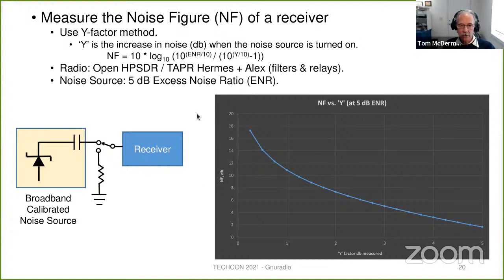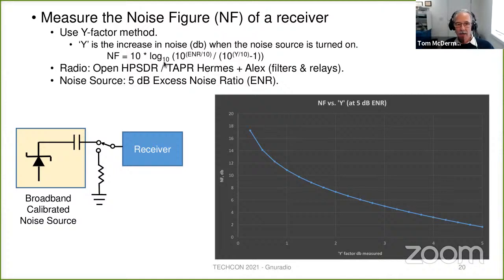So we have a receiver here in blue, and we have a calibrated broadband noise source. My noise source is a Zener diode and a battery and an RF choke and a capacitor. And it puts out 5 dB excess noise. That's 5 dB above the thermal noise. And what we do is we switch the receiver between a resistor, and typically that'll be 50 ohms. And that resistor puts out thermal noise at 273 degrees Celsius. And a broadband noise source. So when we flip the switch, the noise goes up by 5 dB. We flip it back down to the resistor, it goes down by 5 dB.